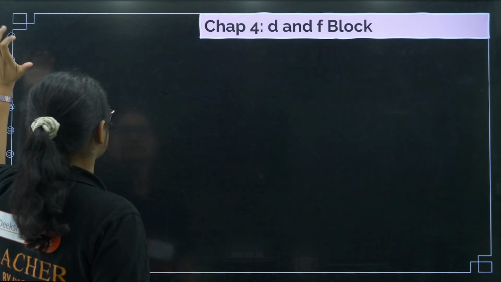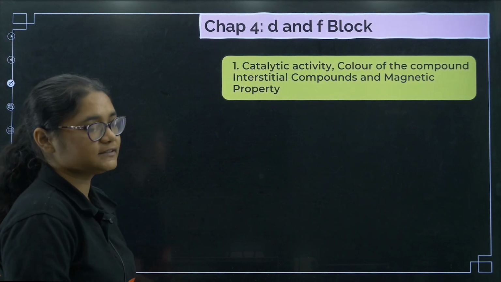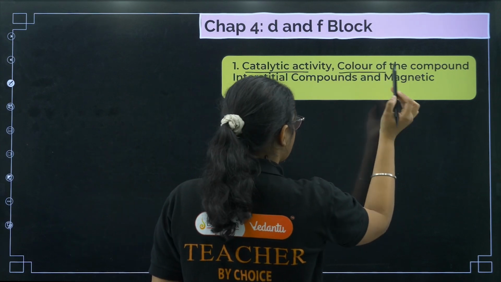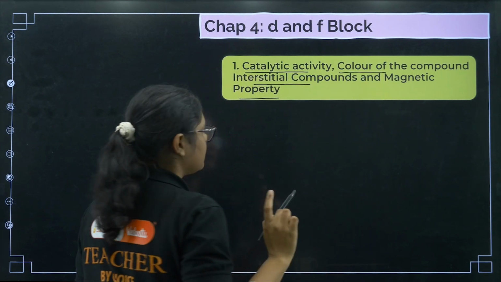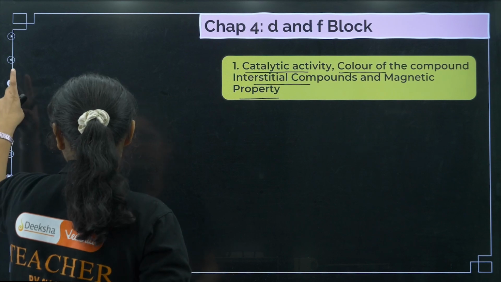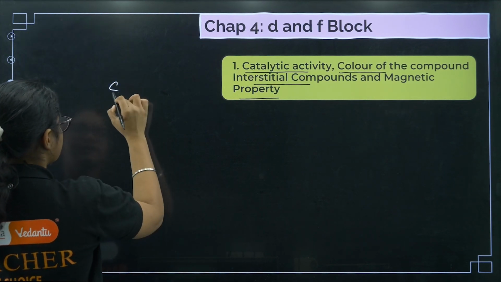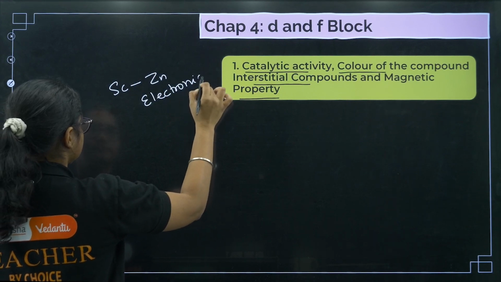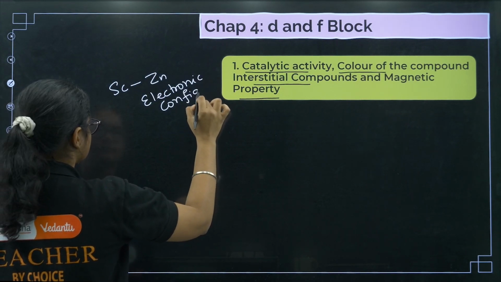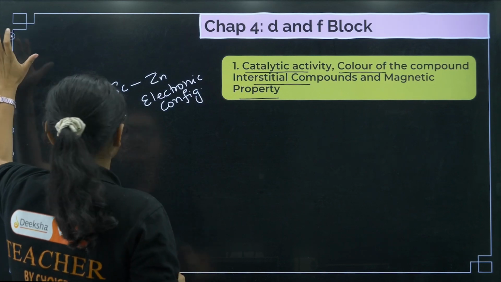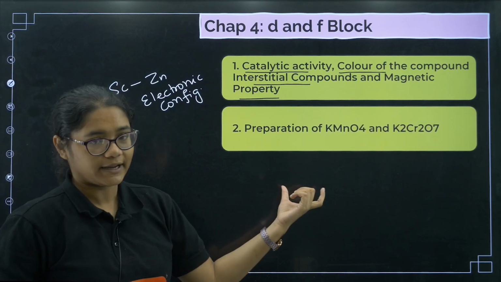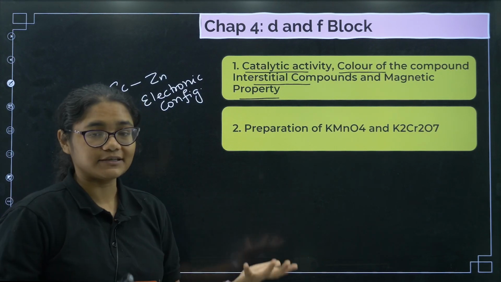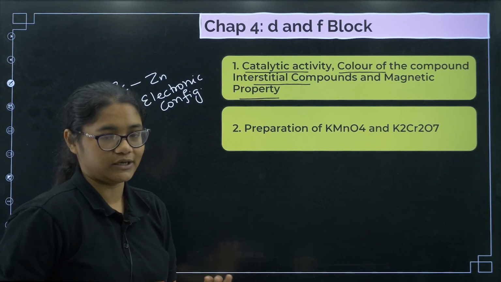Now moving forward towards inorganic chemistry in D and F block, first go and study why the transition elements have catalytic activity, color, interstitial compounds and magnetic behavior, okay? So for that, and before starting this chapter, something that you should be knowing is scandium to zinc electronic configuration, okay? After this we have preparation of KMnO4 and K2Cr2O7. This is very important, a must question. Write these reactions 5 to 10 times and prepare them thoroughly, okay?